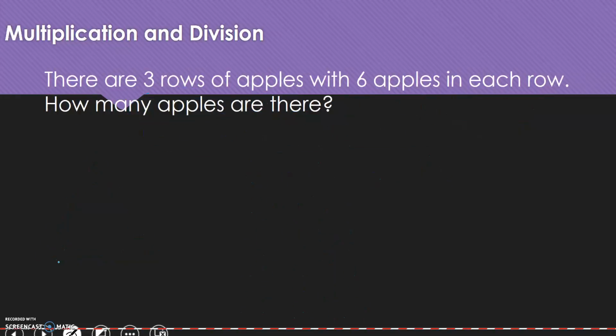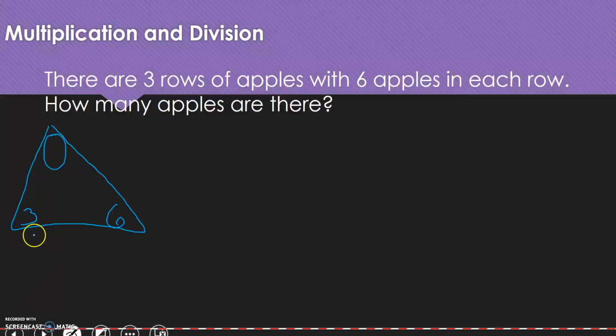There are 3 rows of apples with 6 apples in each row. How many apples are there? So again, I draw my fact family triangle. I know how many rows of apples there are and how many apples are in each row. So I know my smaller numbers. I know there are 3 rows of apples and 6 apples in each row. So I'm trying to find my bigger number. How many apples are there total?